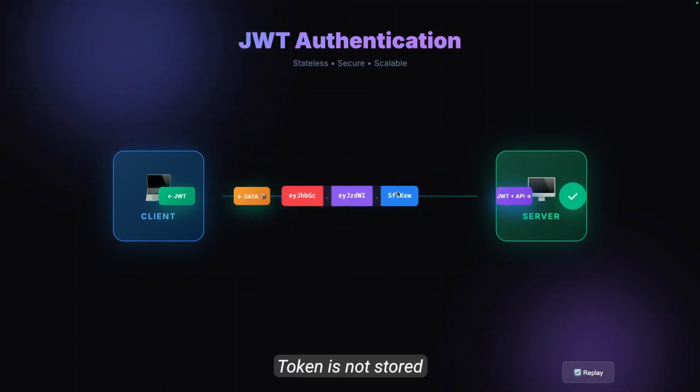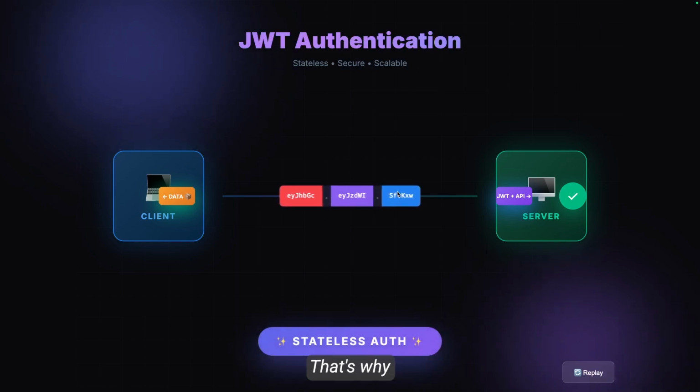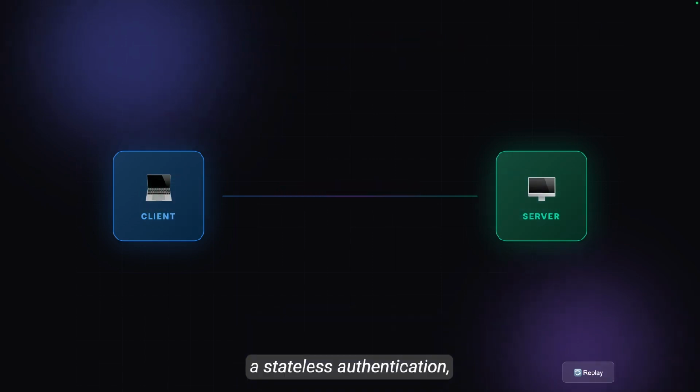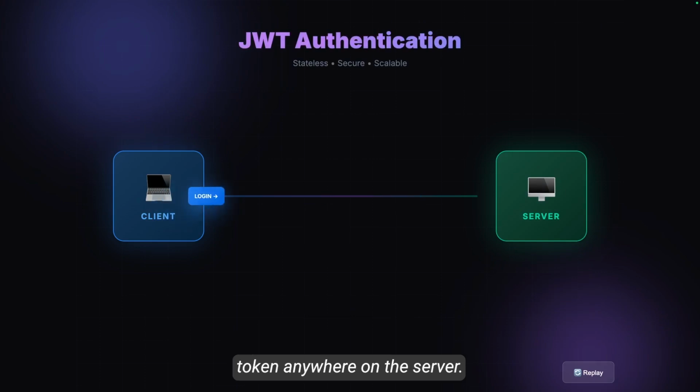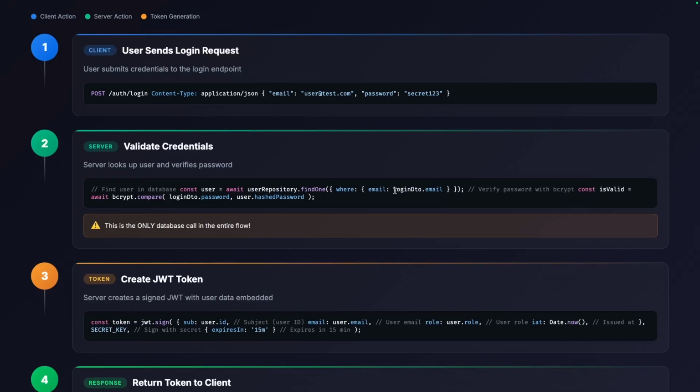You just send a token. The token is not stored anywhere on the server. It is just validated. That's why it is called stateless authentication, because we are not storing the state of the token anywhere on the server. So this is how a simple login flow looks. What we have is the auth login API, where we are passing email and password. It will reach the server.